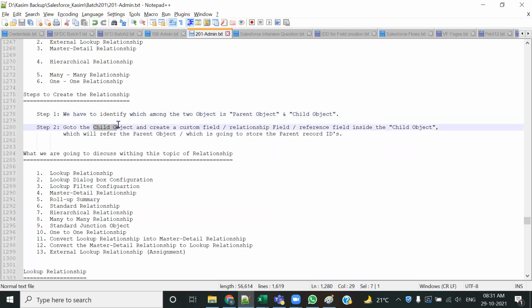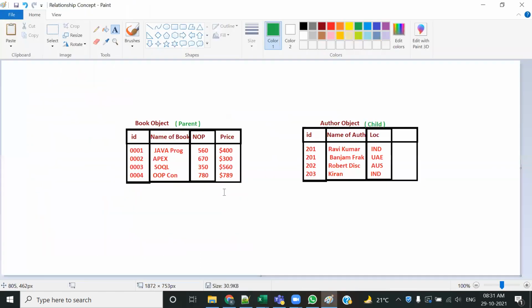Now you need to go to the child object and create a custom field, or rather create a new column, or rather create a relationship field. Sometimes it is called a reference field, and there are a few more names. You actually need to create a relationship field inside the child object. Now what does it mean? See, that is the point of description over here. My child object, which I have created, is up to this part only.